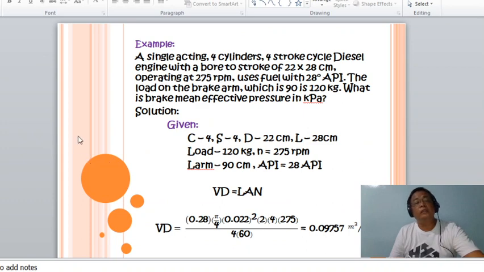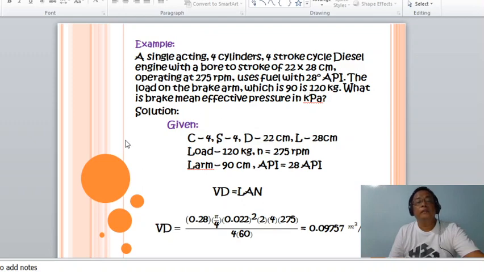So taking another example in determining the brake power. A single acting 4-cylinder 4-stroke cycle diesel engine with a bore and stroke of 22 and 28 cm operating at 275 uses fuel with 28 degree API. The load on the brake arm, the length of the arm is 90, and the load is 120 kilogram. What is the brake mean effective pressure in kilopascal? Okay.